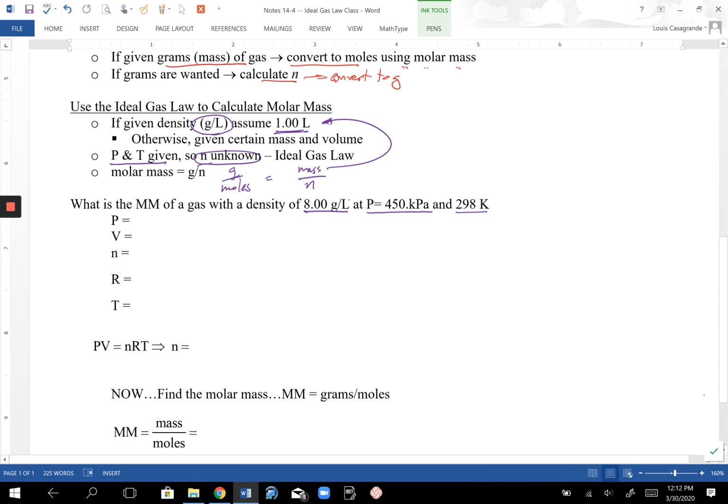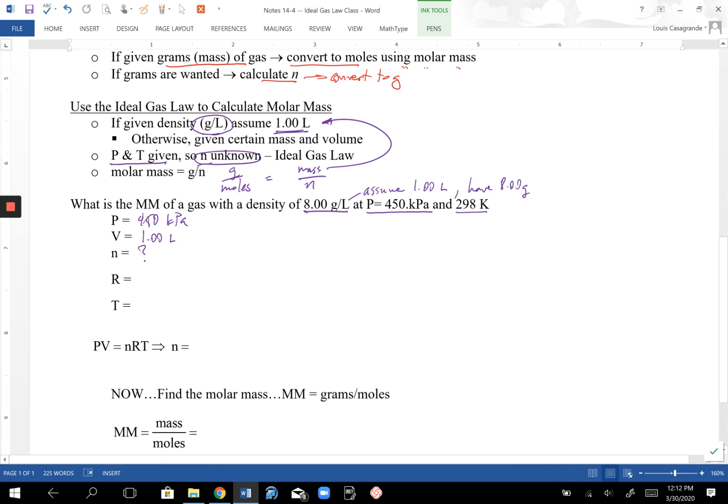So we're going to assume 1 liter, and let's just put 3 sig figs there, since that's what we have. Assume 1 liter, and so we have 8.00 grams. The pressure, as we noted, was 450 kPa. The volume, 1.00 liters. The number of moles of gas, that's our unknown. That's what we need to figure out.